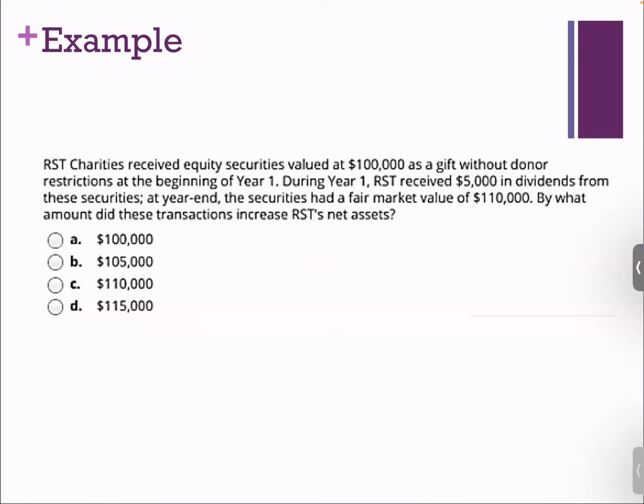$15,000. Received equity securities valued at $100,000 as a gift without donor restrictions at the beginning of the year. Received $5,000 in dividends from the securities, and then at the end of the year, the fair value is $110,000. So by what amount did these transactions increase RST's net assets? So it increased it by 100,000, increased it by 5,000, and then increased by another 10,000, right? So we just add that up. 10,000 plus 5,000 plus 100,000, so 115,000.